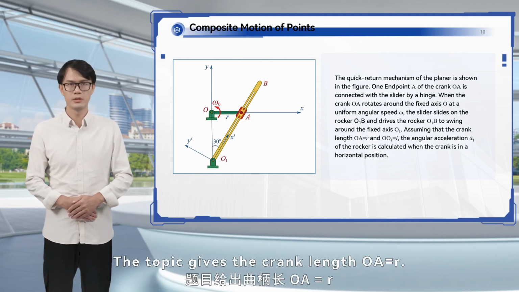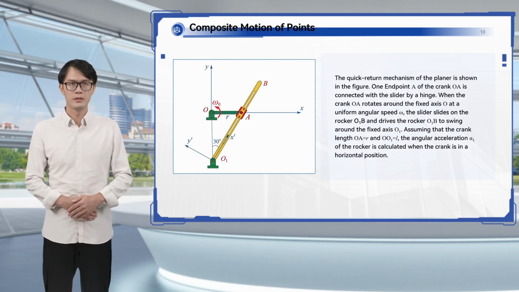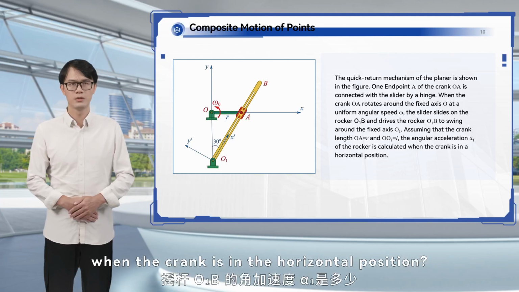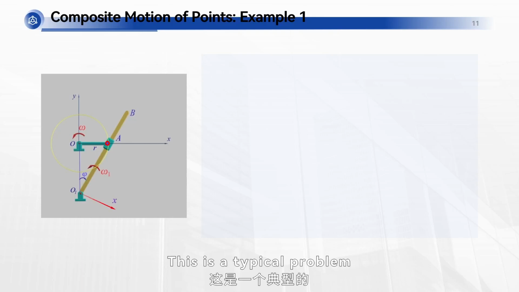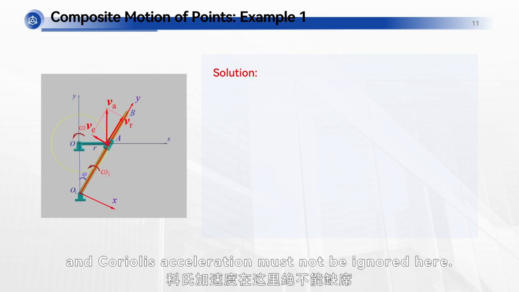The topic gives the crank length OA equals R. The center distance between the two axes OO1 equals L. What we need to ask is, what is the angular acceleration alpha 1 of the rocker O1B when the crank is in the horizontal position? This is a typical problem involving rotational transport motion, and Coriolis acceleration must not be ignored here.